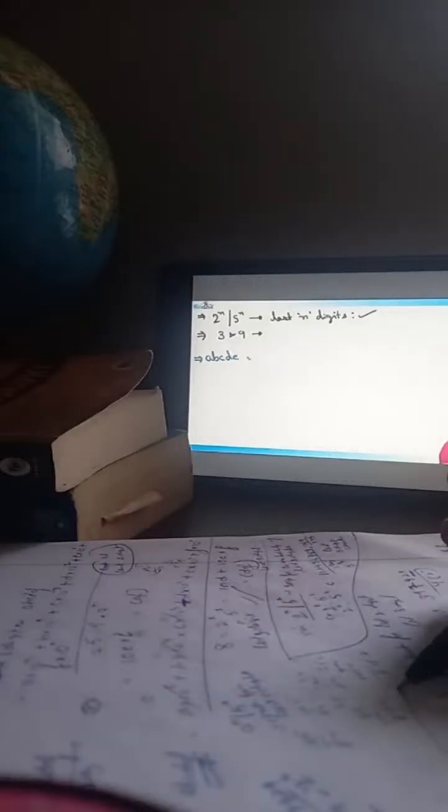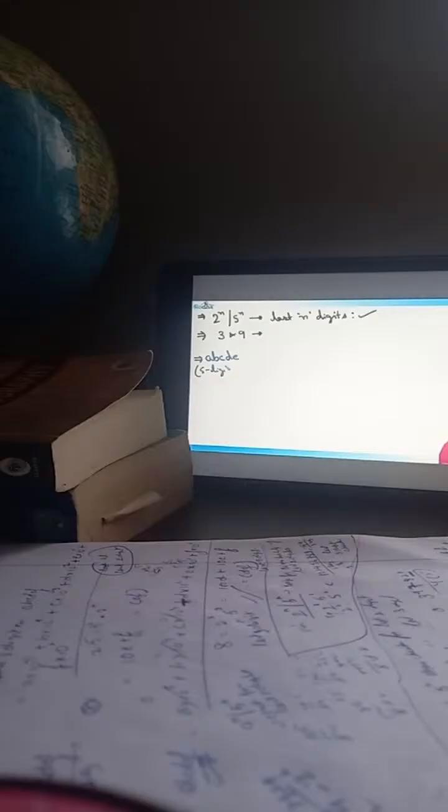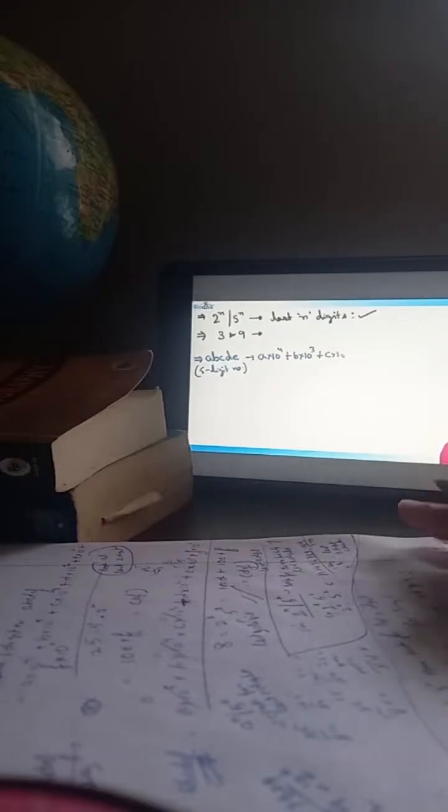Okay. Now see, again take an example. The example A, B, C, D, E is a 5-digit number. I can break it like A into 10 raised to 4 plus B into 10 cube plus C into 10 square plus D into 10 raised to 1 plus E into 10 raised to 0. Now if I am dividing this whole number by 9, what is the remainder?